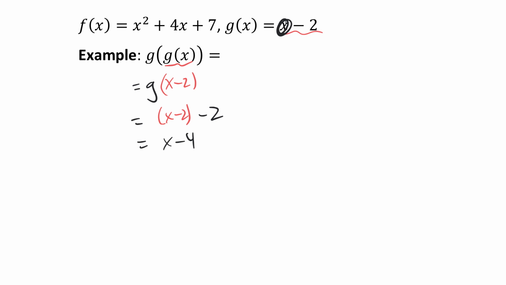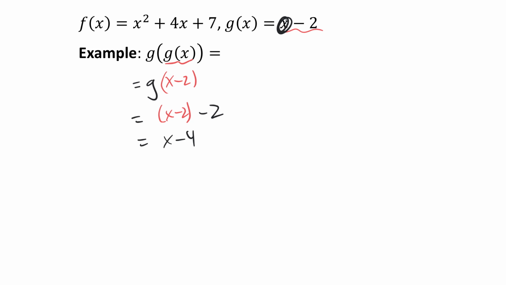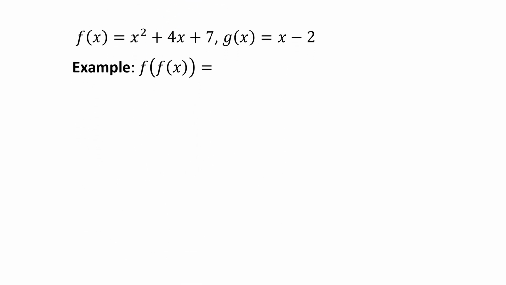All right, I know that one's a bit weird. Feel free to watch it again. Or we could just try f of f of x. So again, in this case, take f and substitute it in, and then substitute it in again. All right, here we go. We have f of x squared plus 4x plus 7, because that's what f of x is.